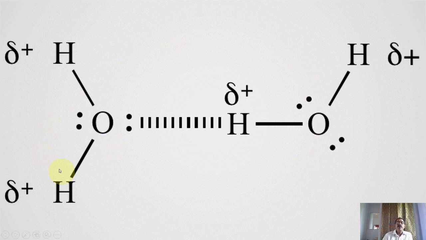So I am presenting before you the water molecule. Oxygen is there and hydrogen is there. A hydrogen is attached to an electronegative element. Oxygen is more electronegative when compared to hydrogen. The bond between oxygen and hydrogen is a covalent bond. So this is the covalent bond.